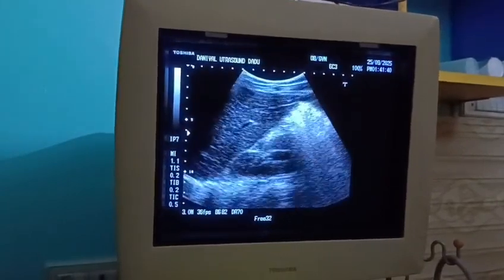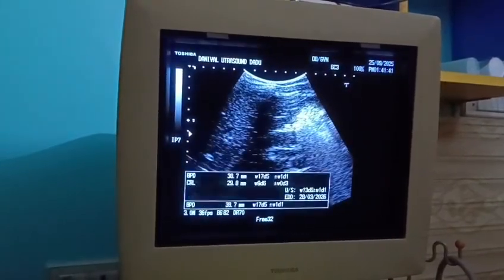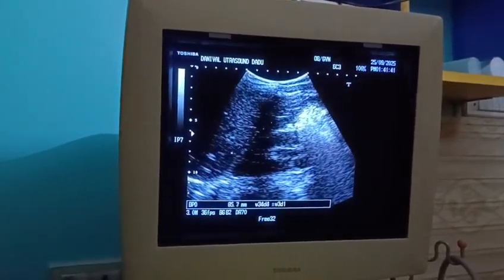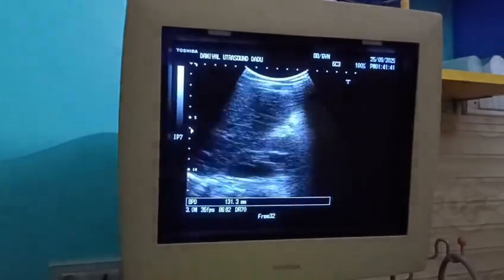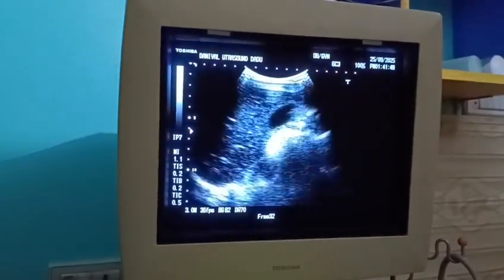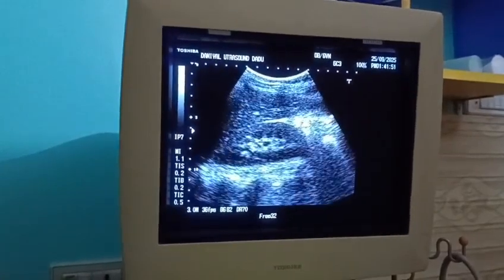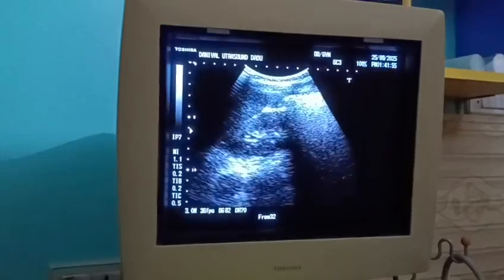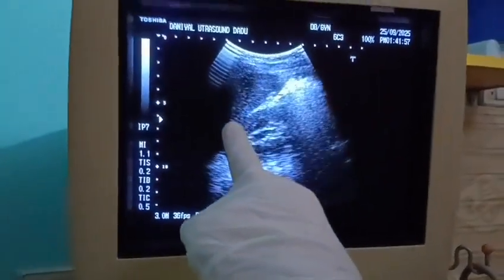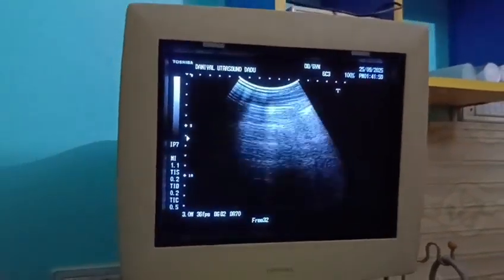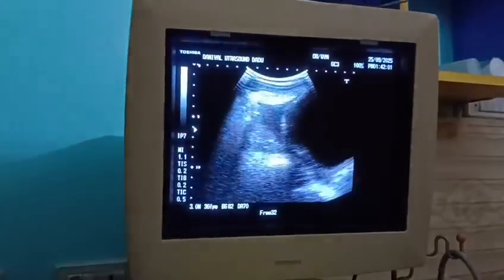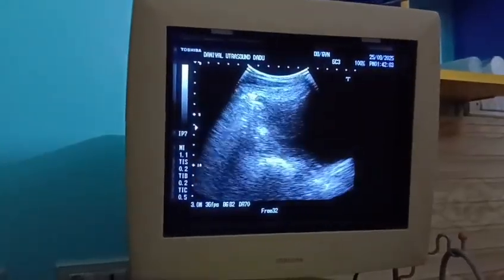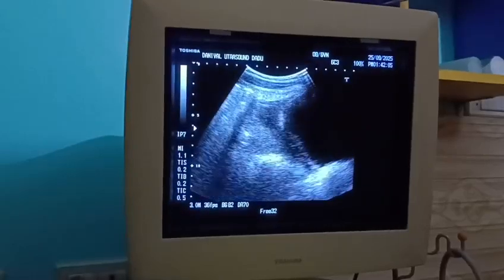So the liver is about 13.2 centimeters. This is the gallbladder. This is the right kidney. Similarly, if we go to the left side, here is the left kidney. This is the spleen, which appears normal. So this is a typical case of intestinal perforation because the patient is feeling uncomfortable and is in severe pain.